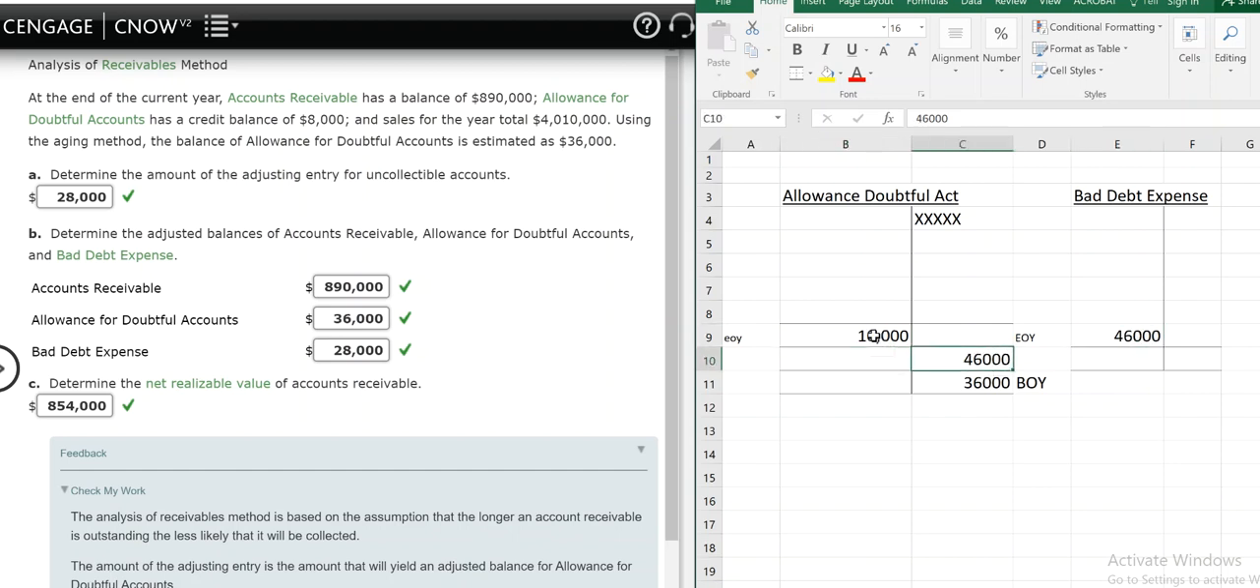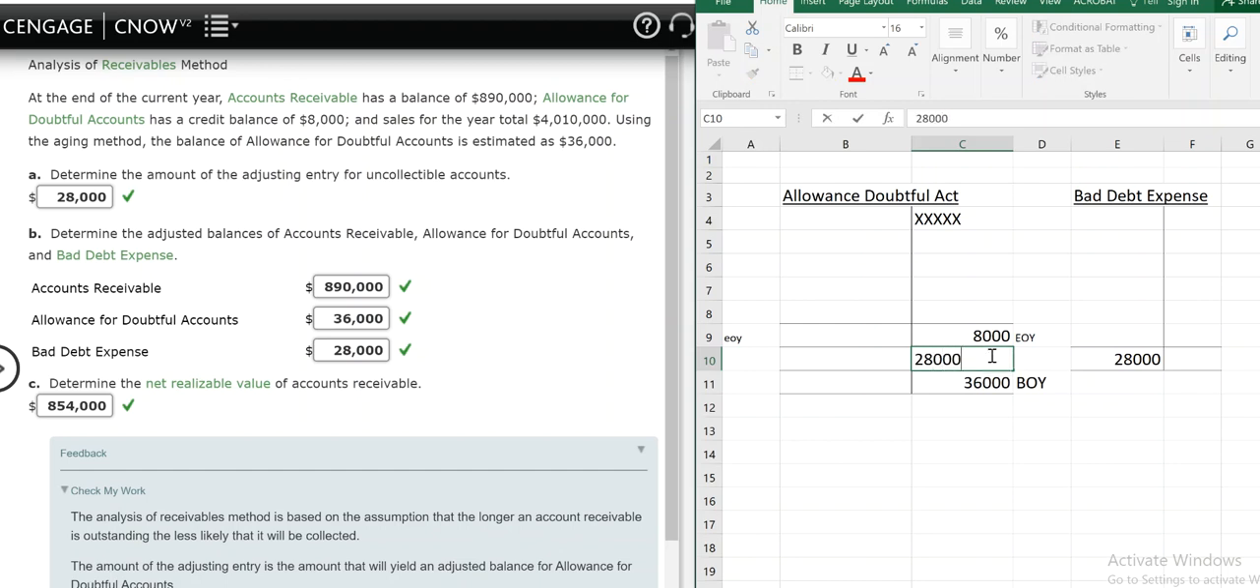In the previous example, I don't mind going back. Let's just do the first example. They tell you a credit balance of 8, so we're going to plug in 8,000 here. The account has $8,000, so the expense needs to be only how much? 28, right? The expense had to be $28,000, and then credit this account 28,000.